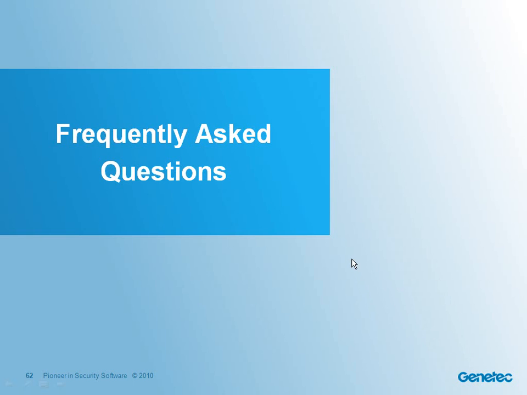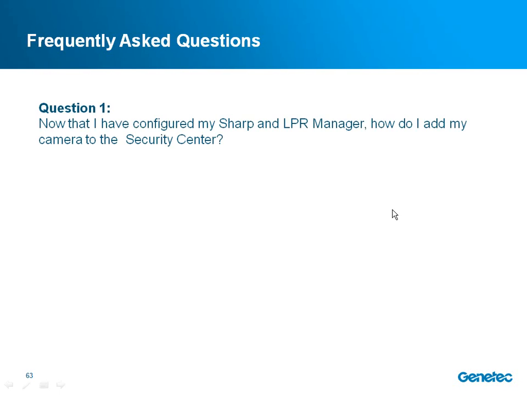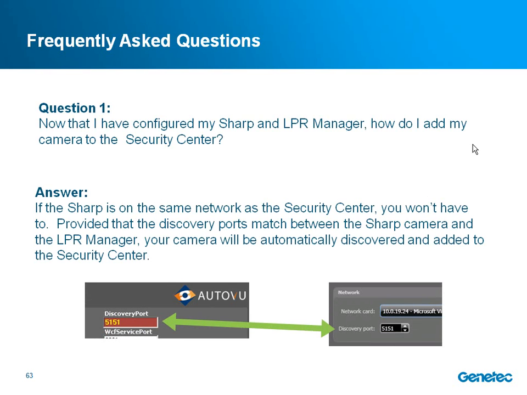Alright, now that we've covered our fixed Sharp system, I'd like to take a few minutes to go over some frequently asked questions. Question number 1, now that I have configured my Sharp and LPR manager, how do I add my camera to the Security Center? If the Sharp is on the same network as the Security Center, you won't have to. Provided that discovery ports match between the Sharp camera and the LPR manager, your camera will be automatically discovered and added to the Security Center. If the Sharp is on another network, you'll have to add it manually.